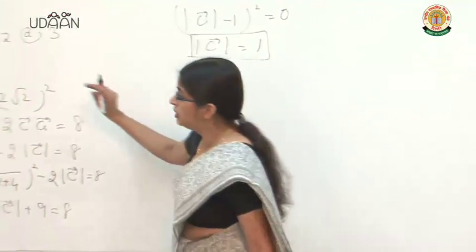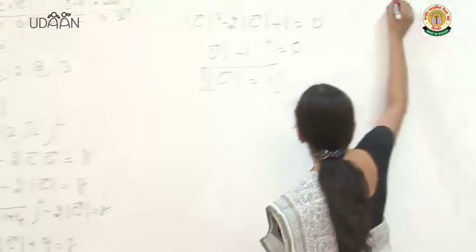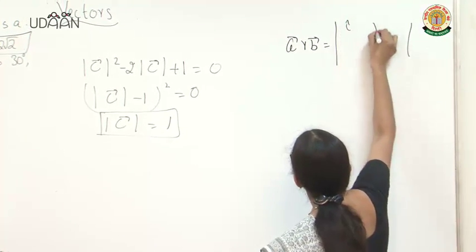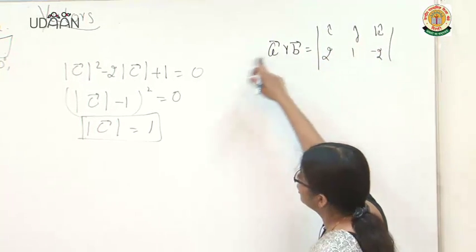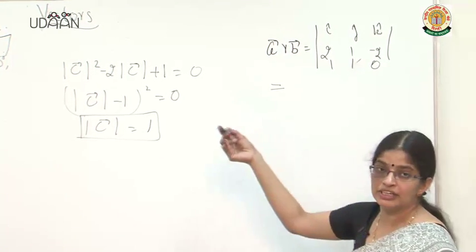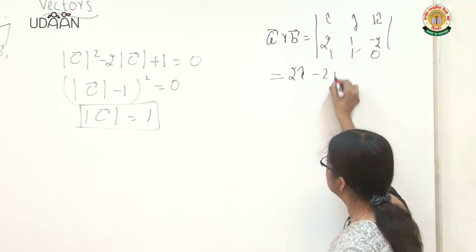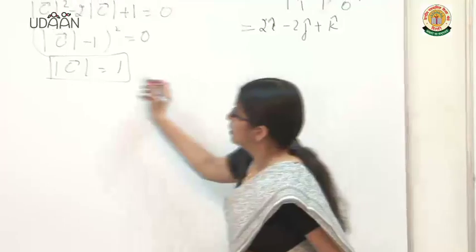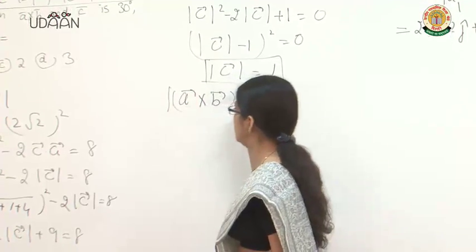Right? We have to find modulus of A cross B cross C. So let us calculate A cross B. A cross B is equal to determinant I, J, K, components of A 2, 1, minus 2, components of B 1, 1 and 0. Evaluate this. I have the calculated value, I am just writing. You can calculate once and check. It is 2i cap minus 2j cap plus k cap. Is it correct? Yes. Now we need to find mod A cross B cross C.